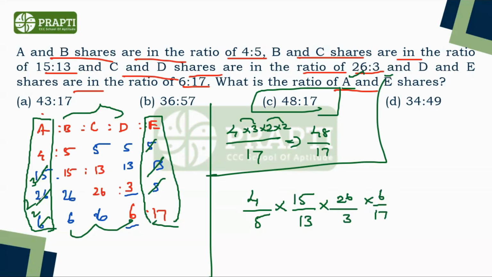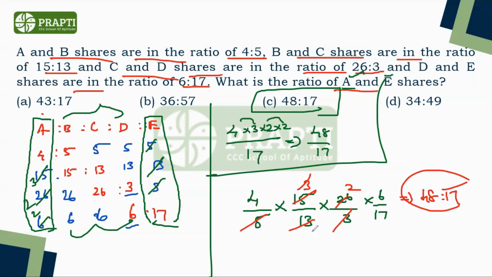So now just cancel it. 5 one times, 3 times. 13 one times, 2 times. 3 gets cancelled. So at last what will you get? The same answer, 48 is to 17. One question you will be having multiple methods. So whichever method feels easier to you, you can choose that and then solve the questions.